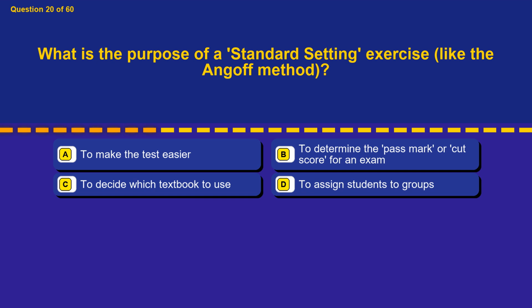Option A. To make the test easier. Option B. To determine the pass mark or cut score for an exam. Option C. To decide which textbook to use. Option D. To assign students to groups.